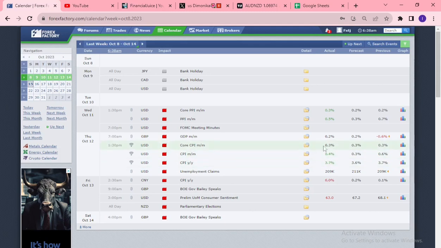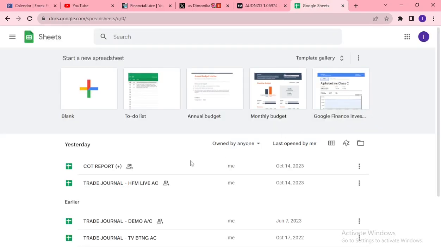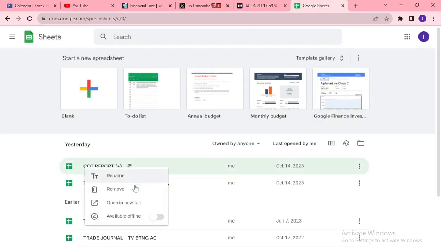Although the market is seeing this as a hawkish kind of data, because it shows that the Fed might possibly want to hike again, maybe once more this year. So that is for the economic data.